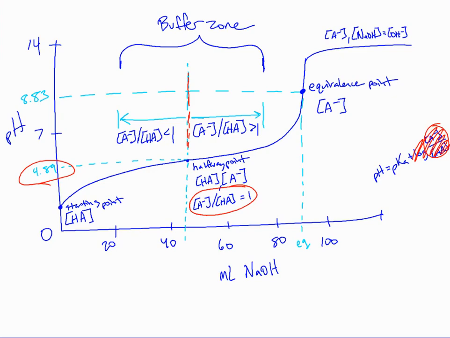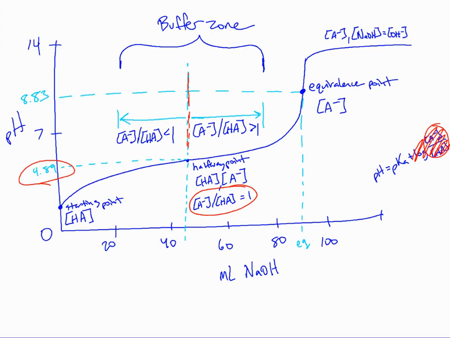Said, would the solution at the halfway point be a more or less effective buffer? It would be more effective because there'd be more of the acid to react. That's basically it. The higher the concentration of the acid, the more you can move left or right and the buffer still works.